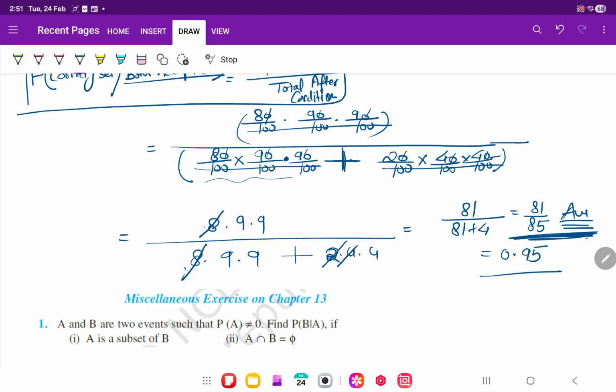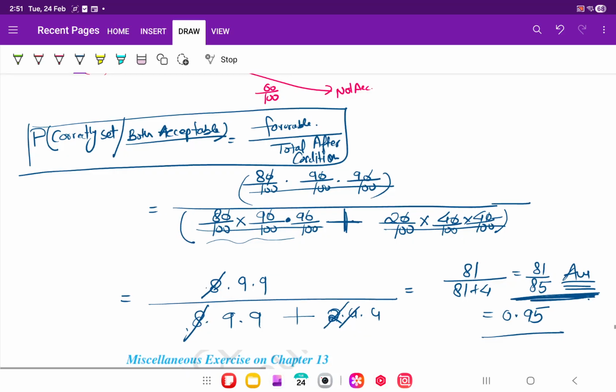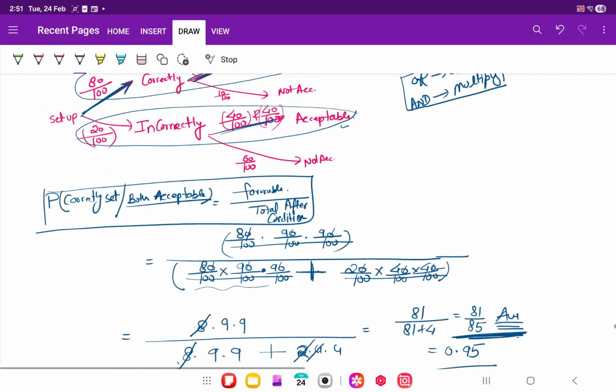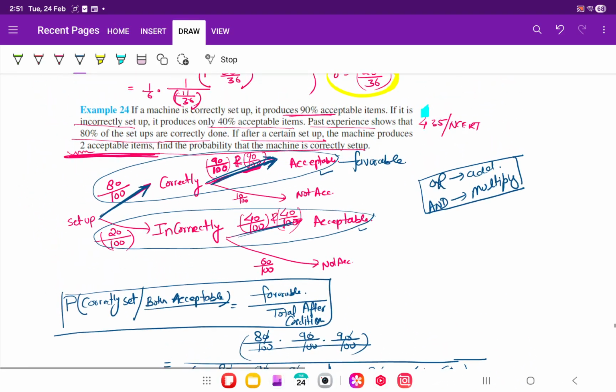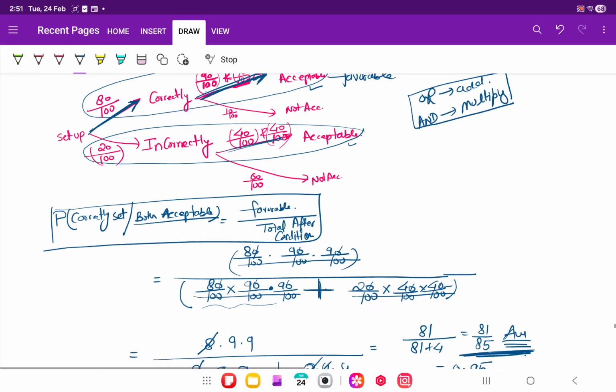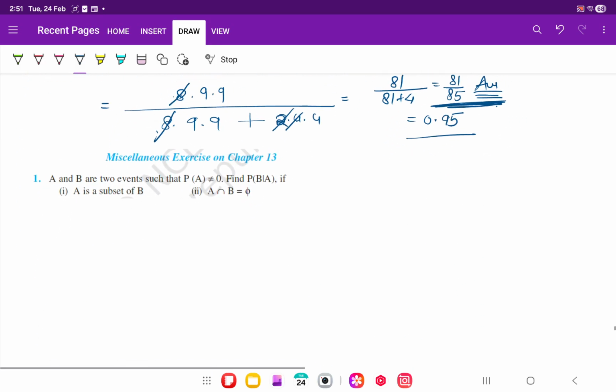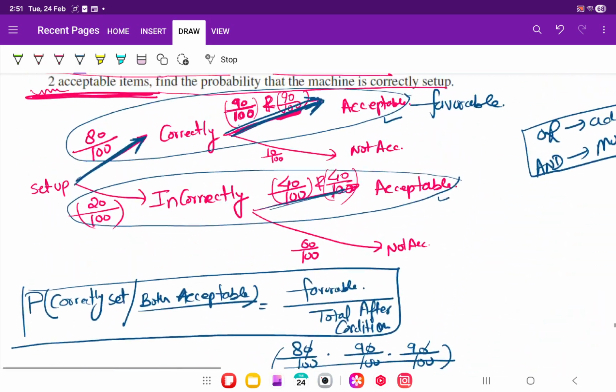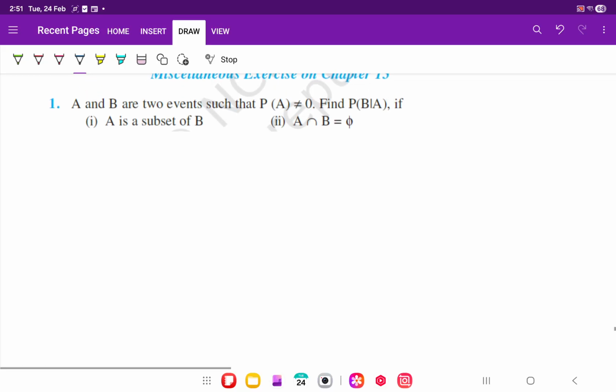So this is the question based on Bayes theorem. You try to solve it again. I will start miscellaneous exercise question number 1, which is a very easy question. Shall we do it?